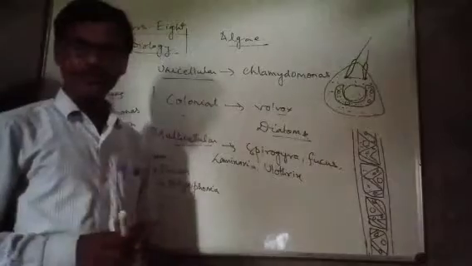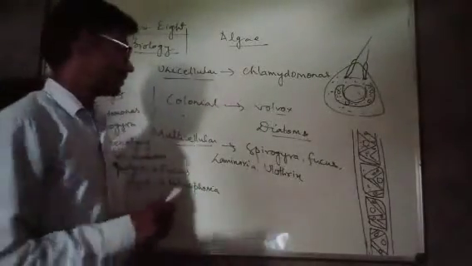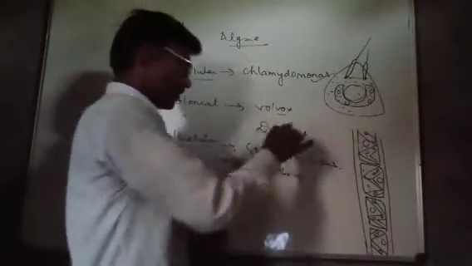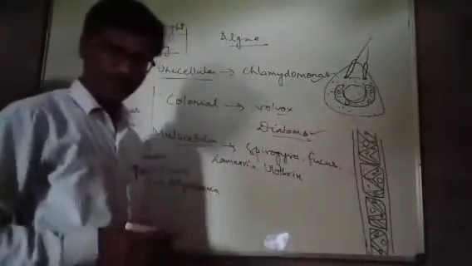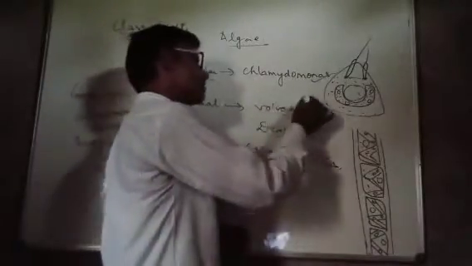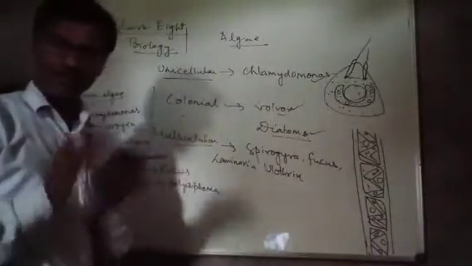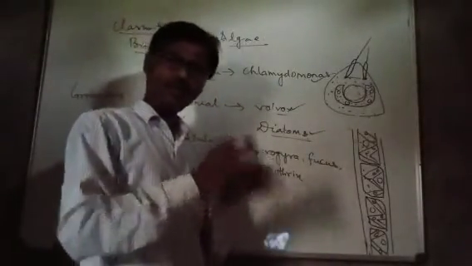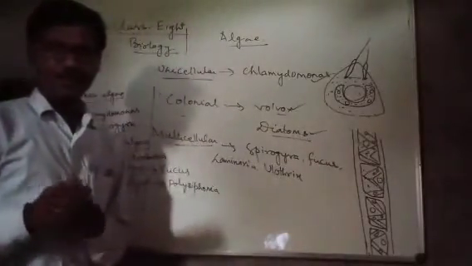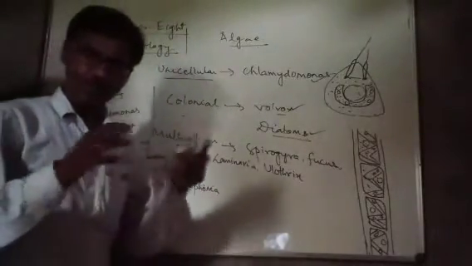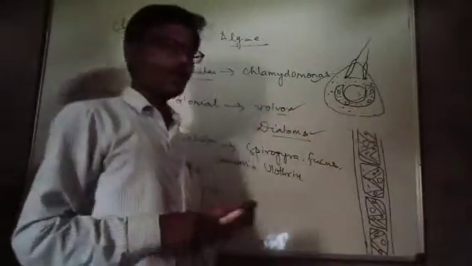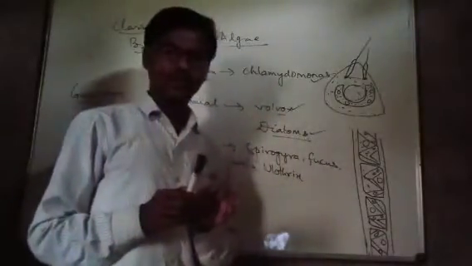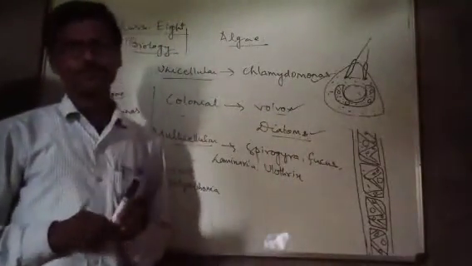Few examples of unicellular algae are Chlamydomonas, diatoms, and Volvox. Volvox is a unicellular algae which forms a colony. It means it's unicellular but colonial, many present at a place forming a colony or group. Chlamydomonas, Volvox and diatoms are very common examples of unicellular algae.